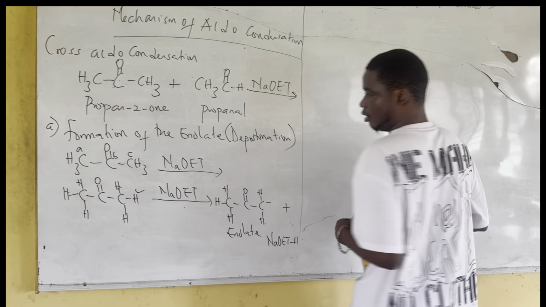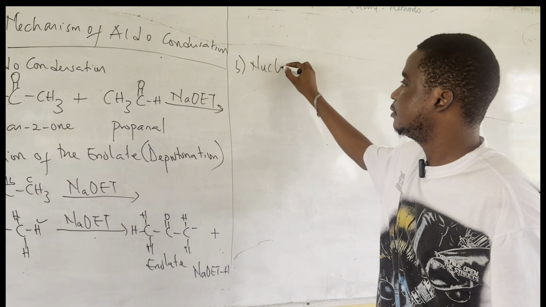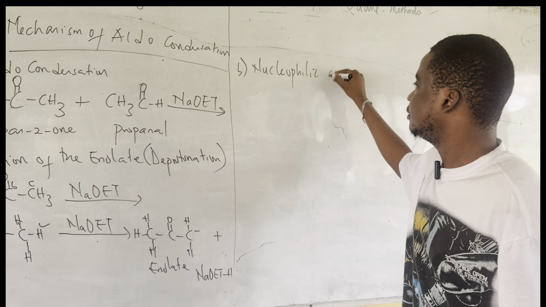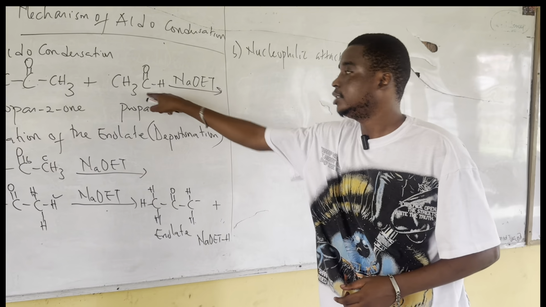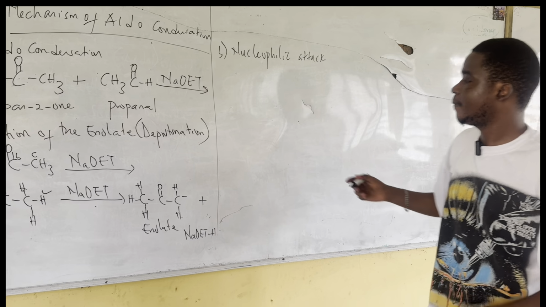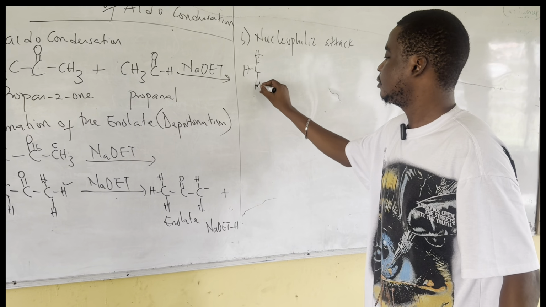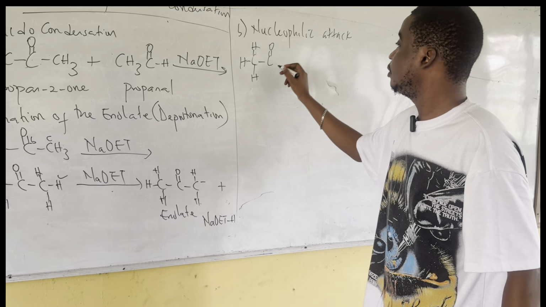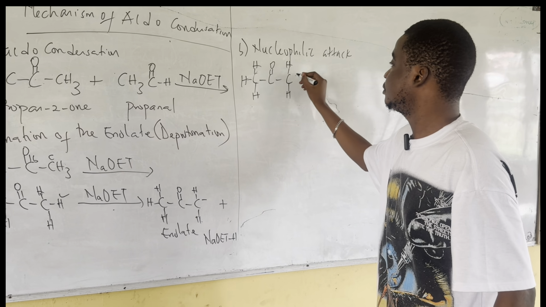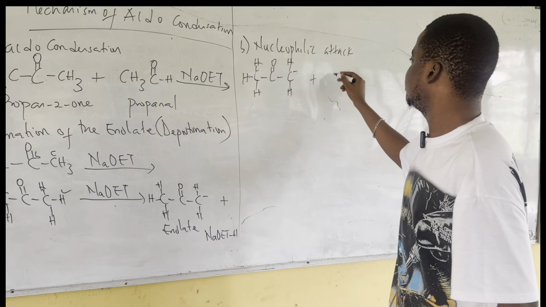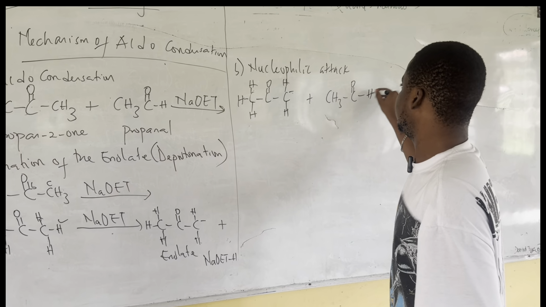Step 2, which is nucleophilic attack. And this attack is from this enolate and this other carbonyl. So let's draw the enolate out. We have CH3, we have C double bond O, then we have CH minus, and then plus CH3, C double bond O, H.